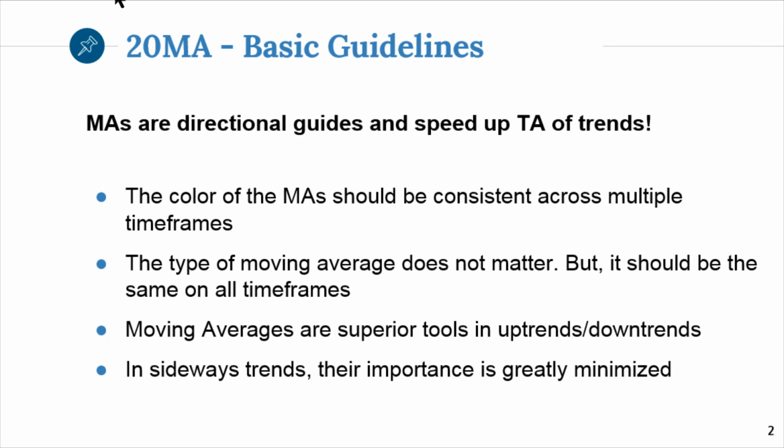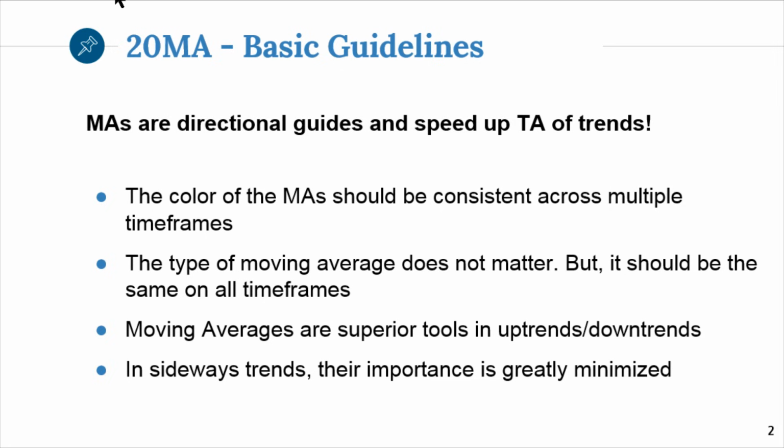Some basic guidelines. First, the color of the moving averages should be consistent across multiple time frames. If you use the 20, the 200, whatever other moving averages you use, they should each have the same color across the multiple time frames. The type of moving average really does not matter, but it should be the same on all time frames. Exponential, simple, whatever you want. I use simple because that's what most traders use, and I want to see what they're looking at. Because we're not trading in a vacuum, we're trading in a marketplace. So I want to see what other people are looking at.